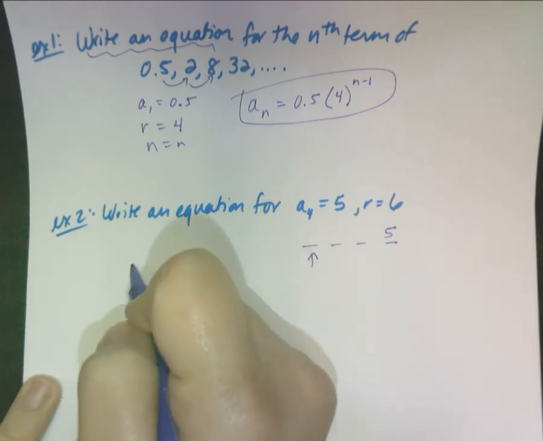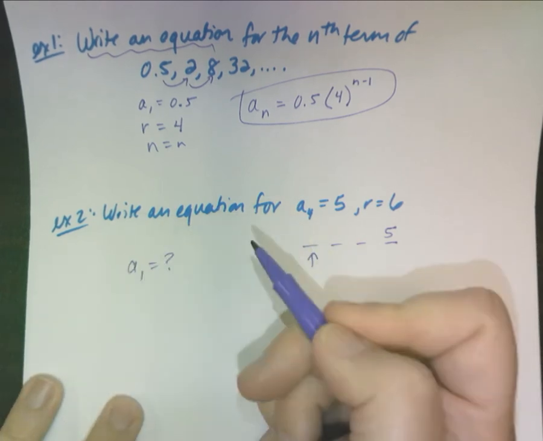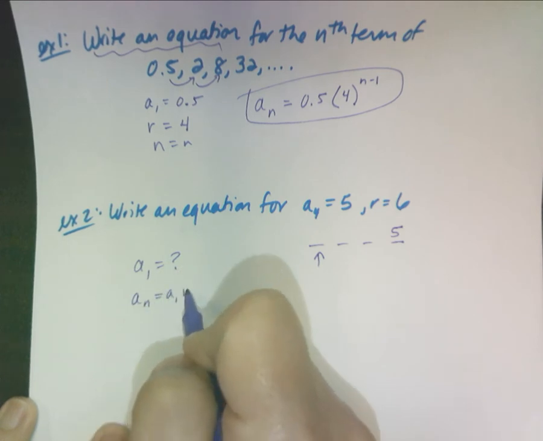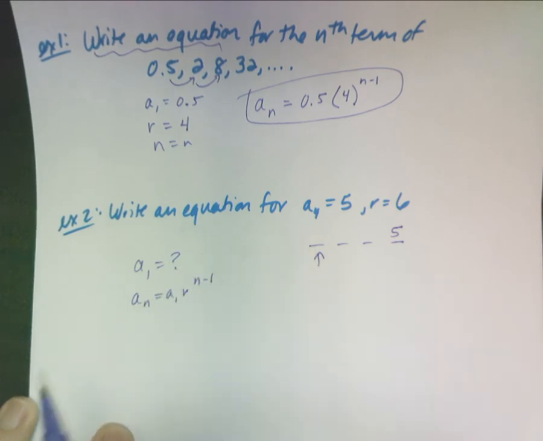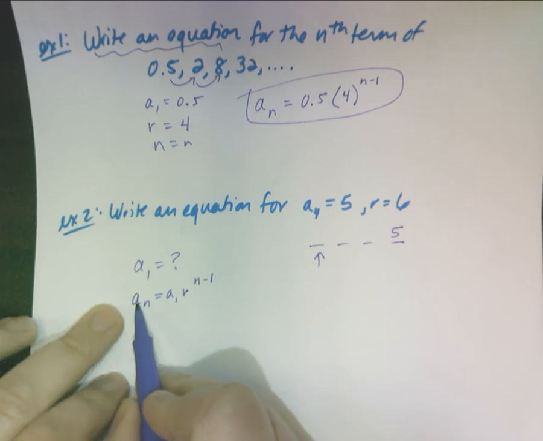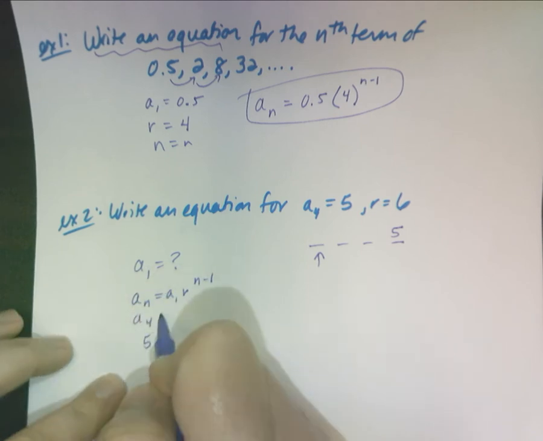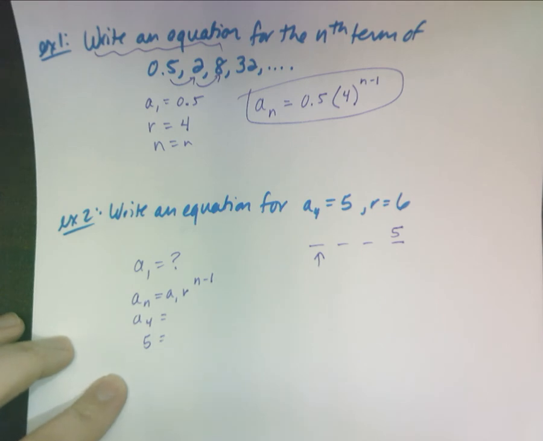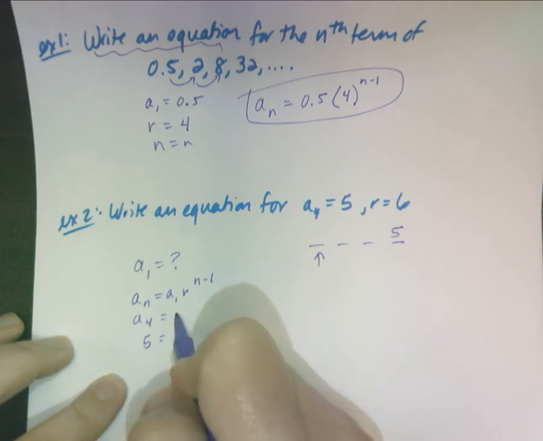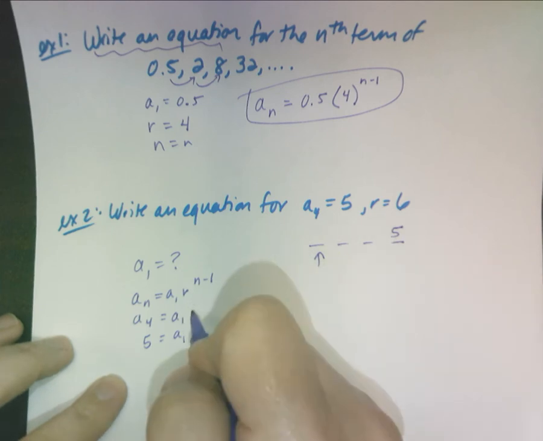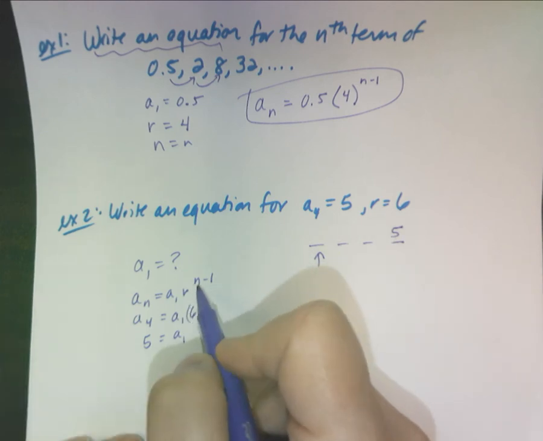Okay? So if we're trying to figure out a sub 1, we use the formula. A sub n equals a sub 1 times r to the n minus 1. We use what we're given. We're given a sub 4, which we know is 5. A sub 1 is what we're trying to figure out. R, we're given that, 6. So 6 to the n minus 1.